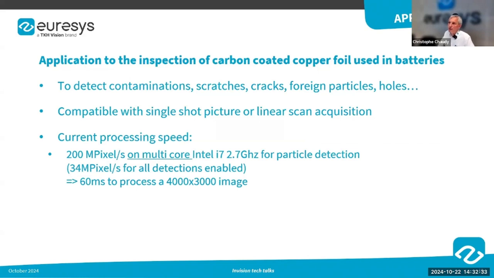One typical application for EasySpotDetector is the inspection of the carbon-coated copper foil that is used in battery manufacturing. So it's important in that use case to detect contamination, scratch, hole, and particles in this foil to be sure that the battery will be safe. Today, the current version can process approximately 200 megapixels per second on Intel CPU. That's approximately 60 milliseconds to process a 12 megapixel image.